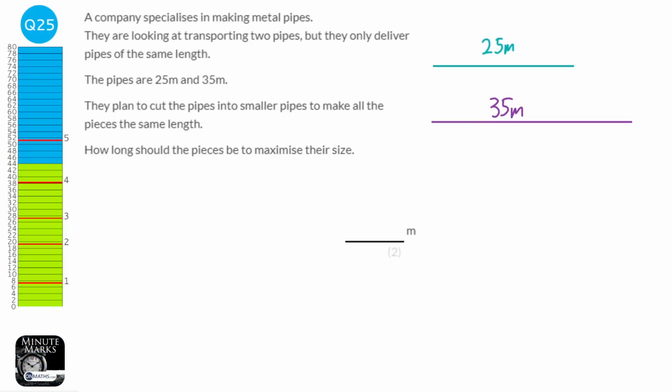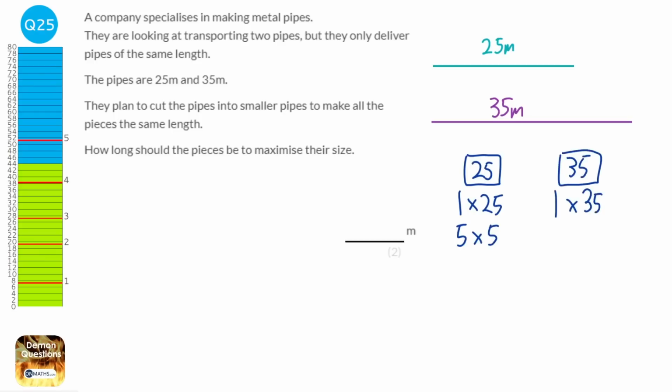So to find the highest common factor, what we do is we just find the factors of 25, which is 1 and 25 and 5 and 5, and the factors of 35, which will be 1 and 35 and 5 and 7. And the highest common factor is the number in both lists, the highest number in both lists, so it's 5. So what we can do is we can cut all of these pipes into 5 meter pipes. So 1, 2, 3, 4, not to scale, and then 7 of these.